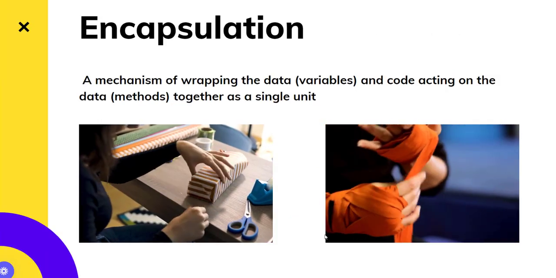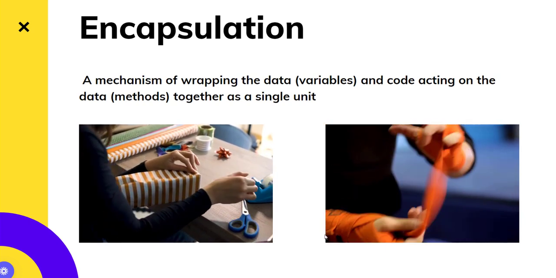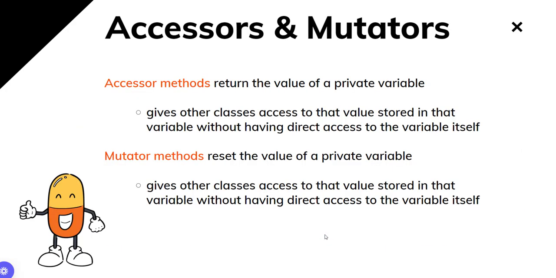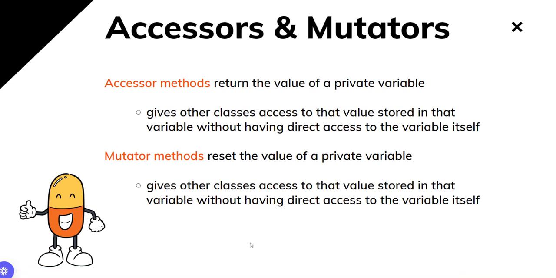Encapsulation is a mechanism of wrapping the data and the code acting on that data together as a single unit. This is where accessors and mutators come into play. Accessor methods return the value of a private variable and give other classes access to that value which is stored in that variable. A mutator method is used to reset the value of a private variable, and it also gives the other classes the access to be able to reset that value as well.